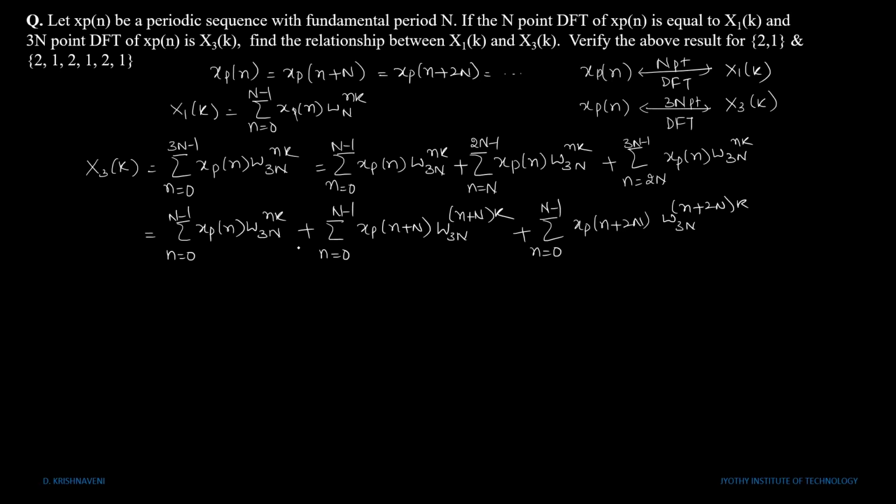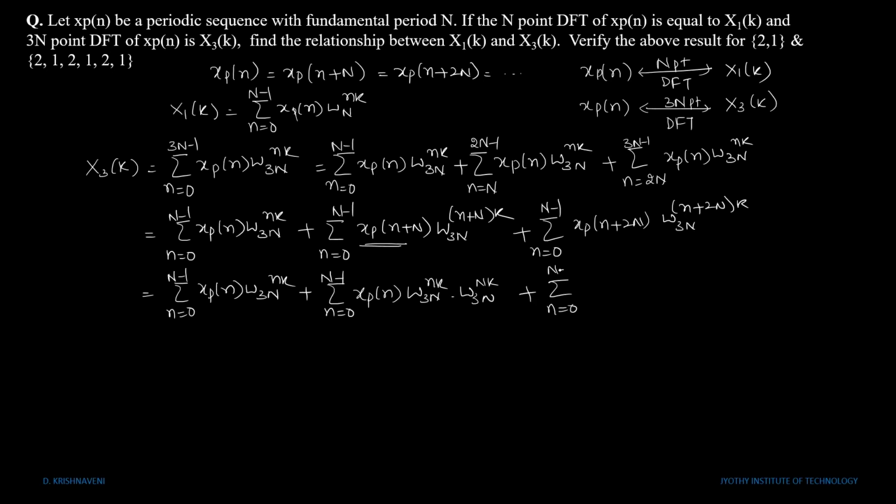Now because xp of n is periodic, summation n is equal to 0 to N minus 1 xp of n W 3N to the power of nk plus summation 0 to N minus 1, xp of n plus N is equal to xp of n, and this we will split, we will get W 3N to the power of nk into W 3N to the power of Nk, plus summation n is equal to 0 to N minus 1. Once again, xp of n plus 2N is equal to xp of n, and this we will split, W 3N to the power of nk, W 3N to the power of 2Nk.